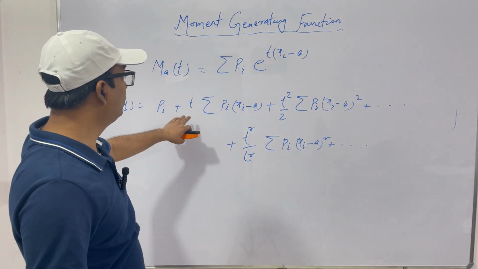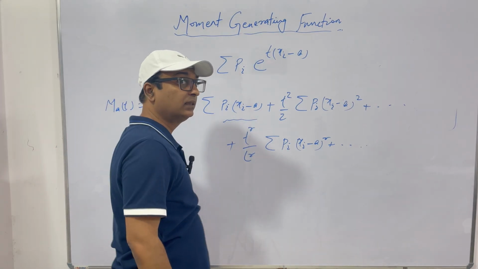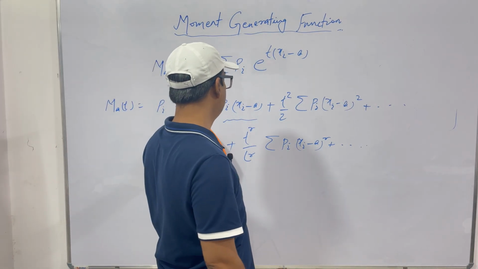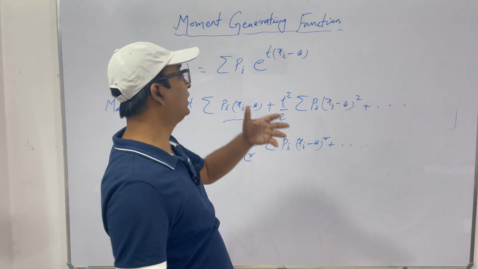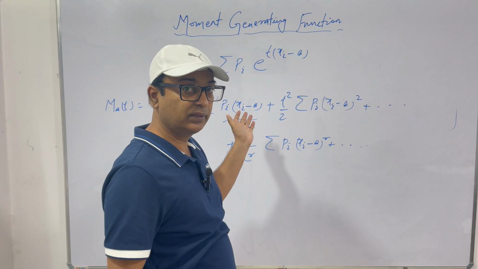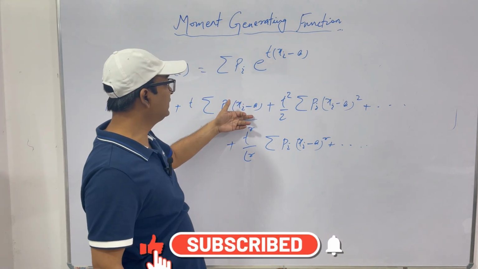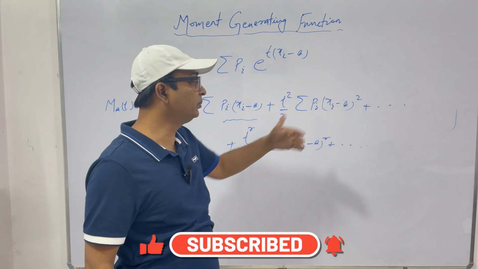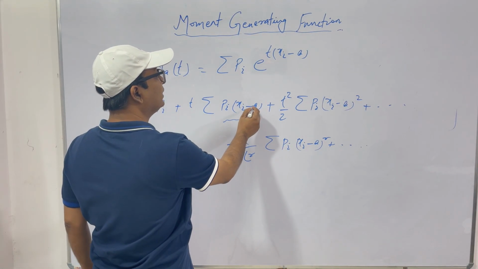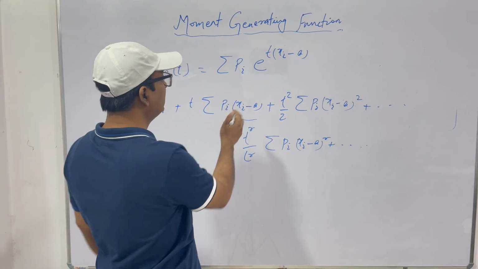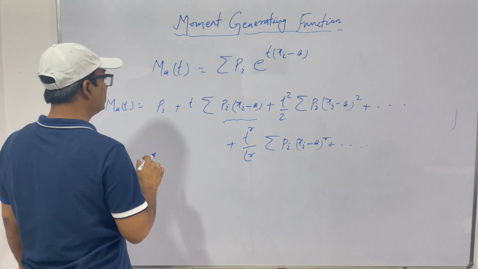Now if you look at this closely, what are these? These are the moments. We have seen the moments when we were studying moments in statistics. If you are not familiar with it, go back to that video and understand what moments are. This is the first moment, this is the second moment, and so on, about a, not about the origin. If a was 0, then this would have been about the origin.